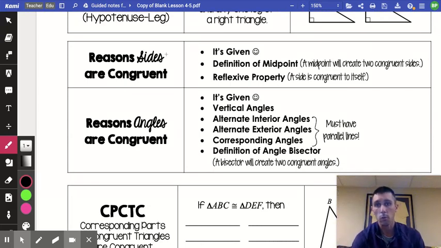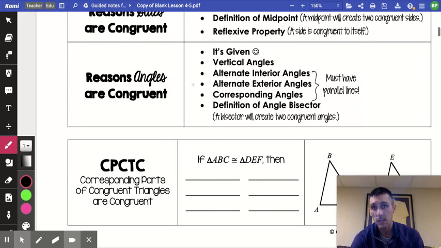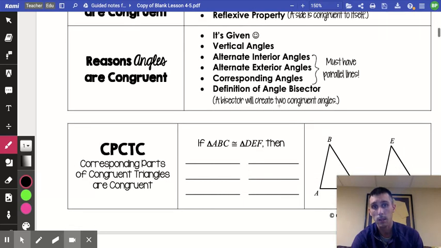All right. So reasons. This sheet is very important. Do not lose this sheet. You'll be able to use it for many different things. So reasons sides are congruent: it's given, definition of midpoint, or reflexive property. Those are main reasons why sides are congruent. Reasons angles are congruent: they're given, vertical angles, alternate interior, alternate exterior, and corresponding angles. These must have parallel lines. And then definition of angle bisector.